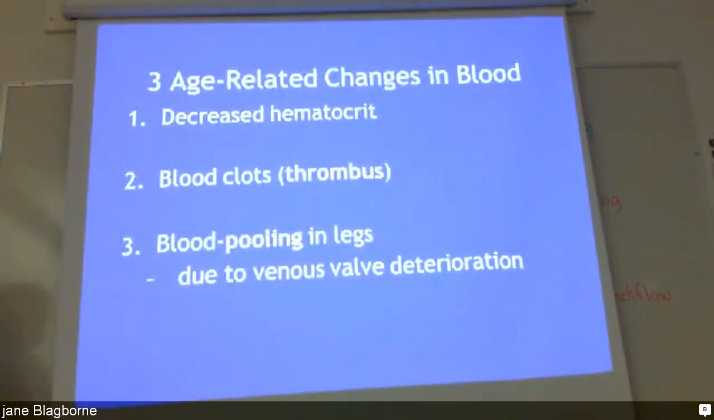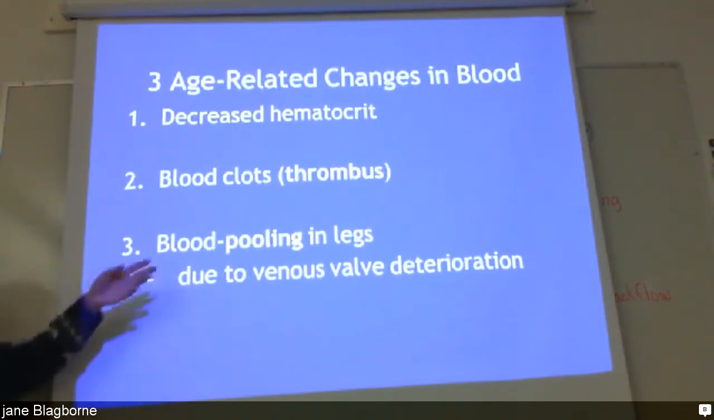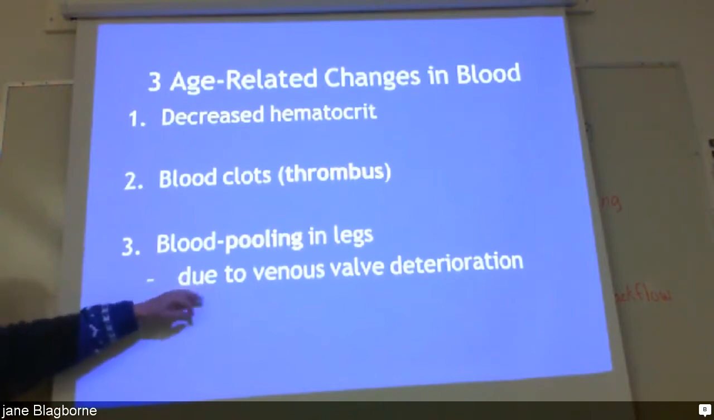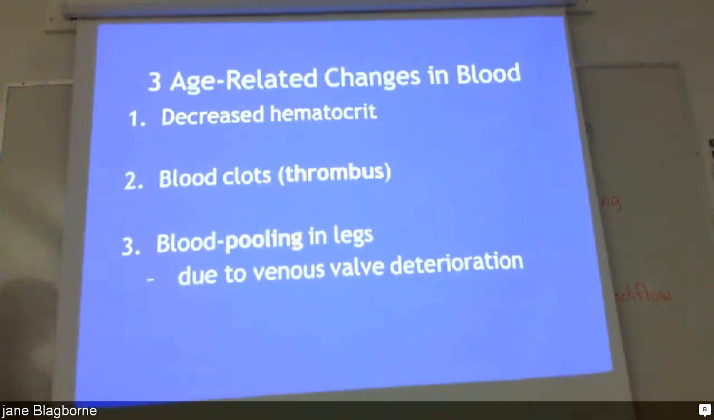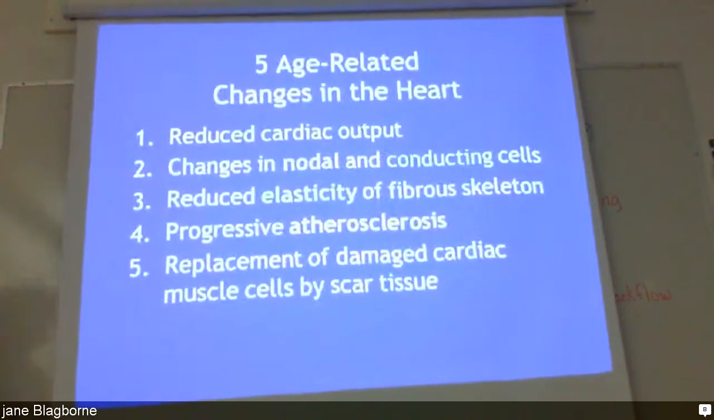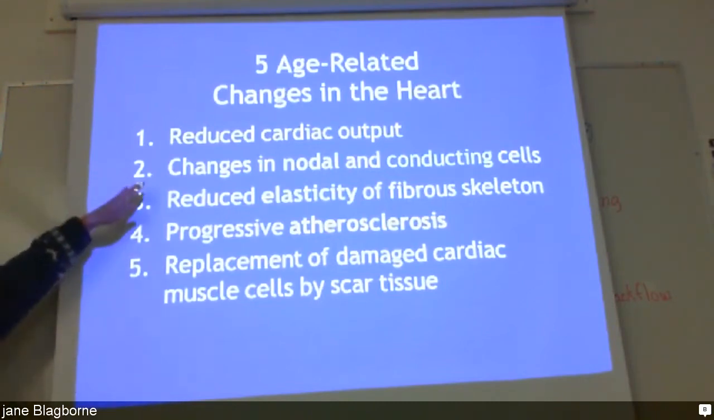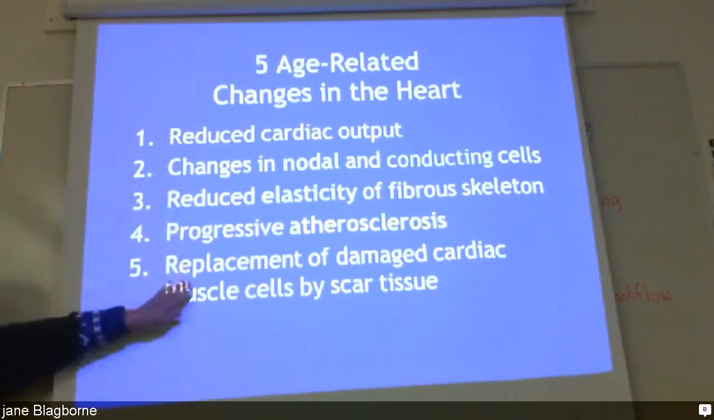Age-related problems, decrease in hematocrit. That's just a decrease in the concentration of blood. Clots, blood pooling in the legs. We talked about that, and that causes edema and swelling. So changes in the heart. It's just getting tired. The heart muscle is getting tired after working so hard. So they just don't have the same output as they used to have. And changes in all of the areas that are related to aging.